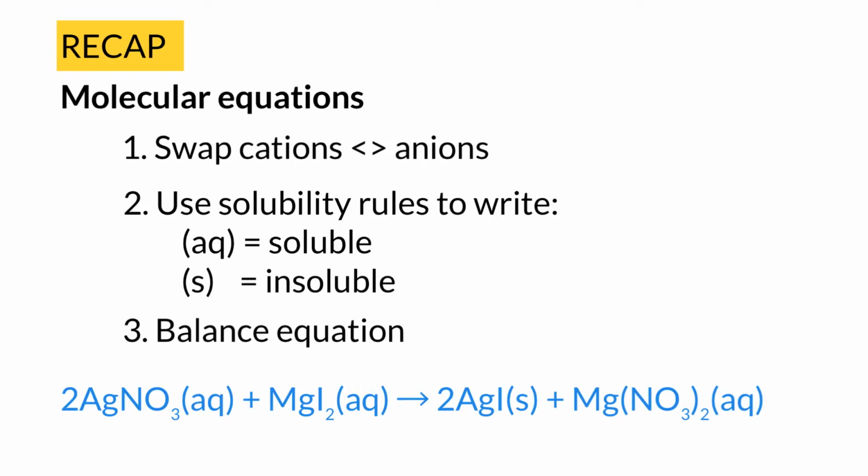So let's try our recap of the last lecture. For molecular equations, we basically just trade cations and anions. So we just swap them over. The silver is positive and the iodide is negative. On the other side, you get silver iodide.